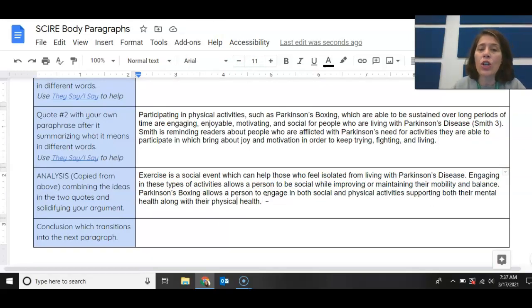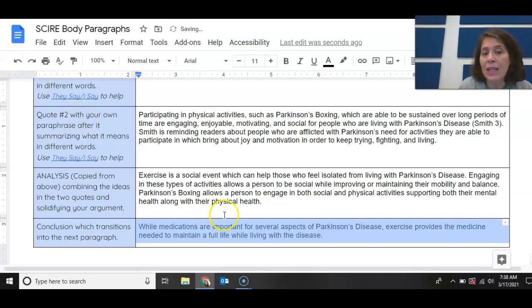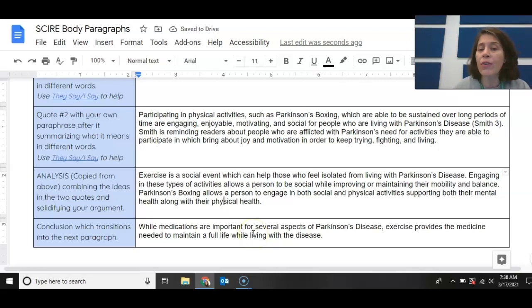So exercise is a social event which can help those who feel isolated from living with Parkinson's disease. Engaging in these types of activities allows a person to be social while improving or maintaining their mobility and balance. Parkinson's boxing allows a person to engage in both social and physical activities, supporting both their mental health along with their physical health. So that is my analysis from before. I did it already. Now, finally, I have to conclude this paragraph. We need to put something to wrap these ideas up. So while medications are important for several aspects of Parkinson's disease, exercise provides the medicine needed to maintain a full life while living with the disease.